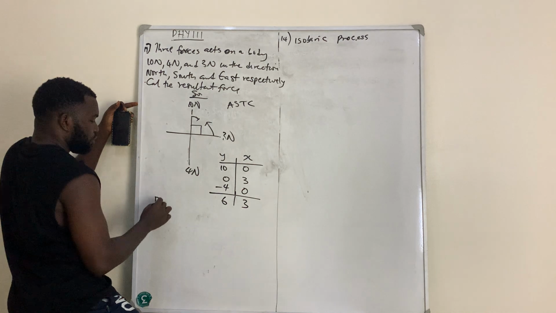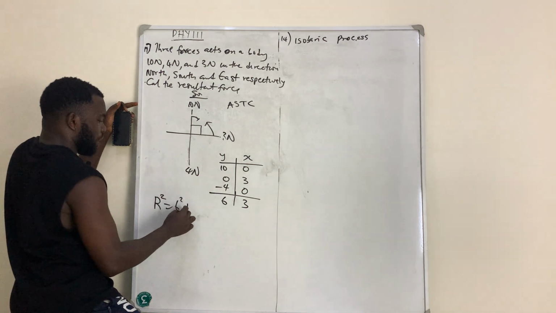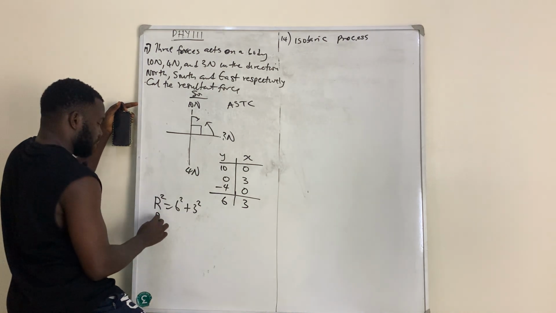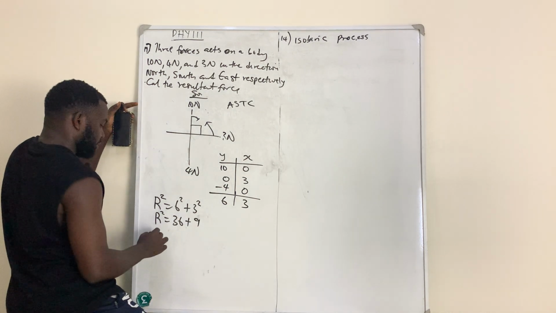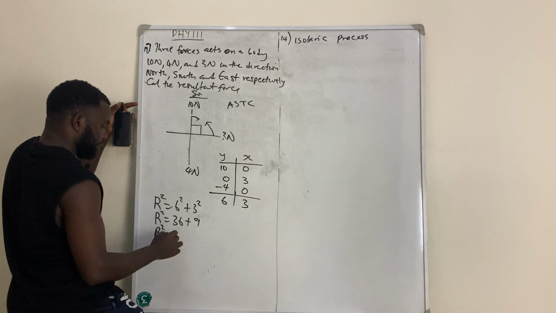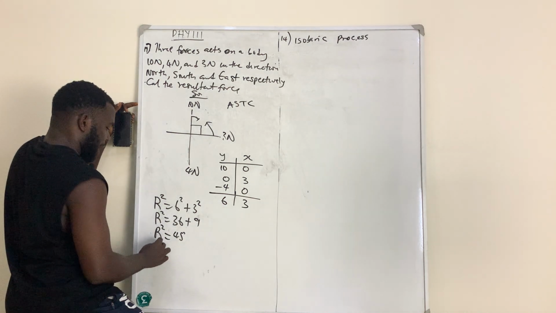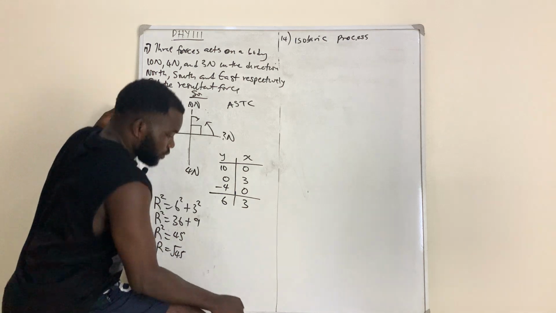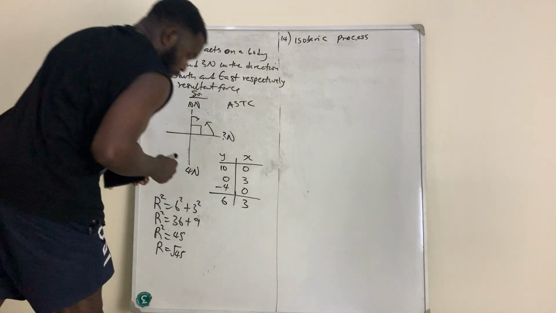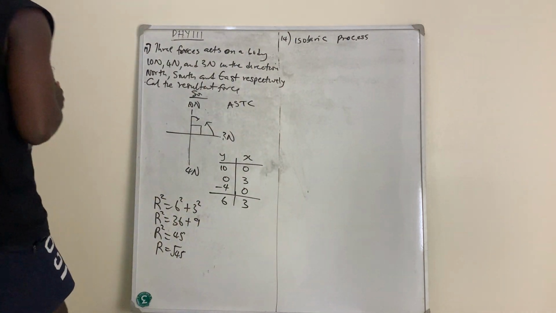So my r squared will be 6 squared plus 3 squared. That is 36 plus 9, so my r squared will be 45. So my r will be the square root of 45. Do the square root of 45 and you get your answer. So we move to the next question.